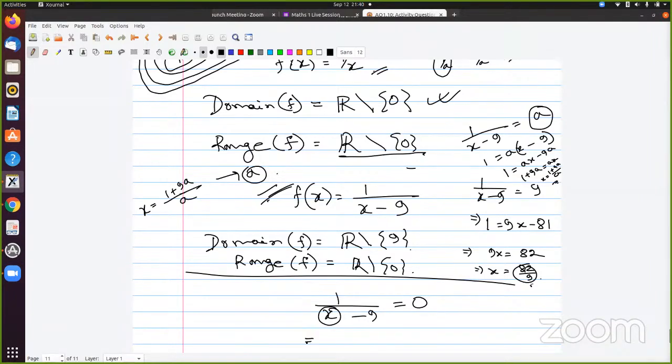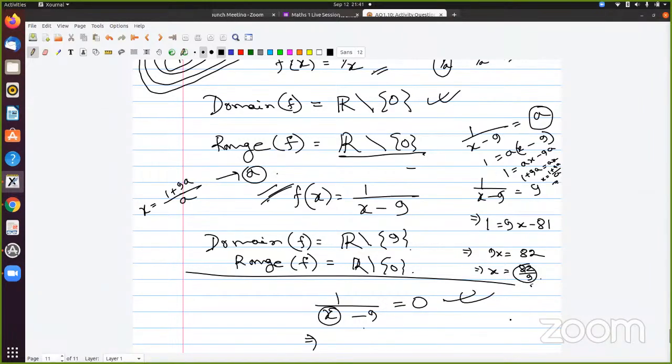Can this happen? Yes, sir. It can happen for which x? 9 minus 9? So is 1 by (9 minus 9) equal to 0? It will be undefined, because 1 by 0 is undefined. So 9 is not a solution for this, right? Is there any other solution for this equation?